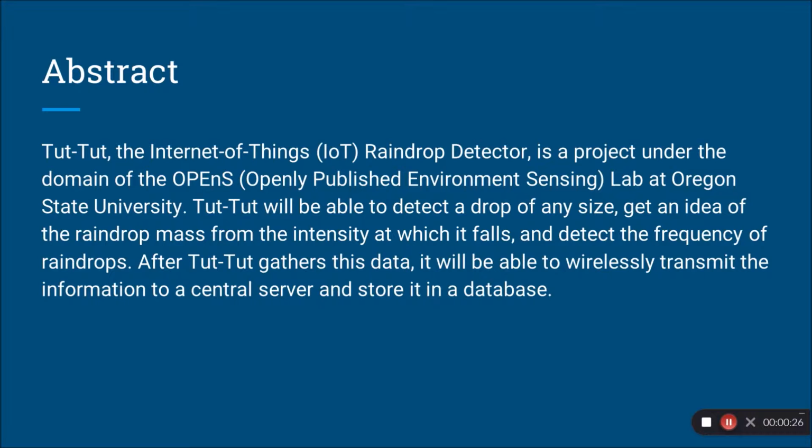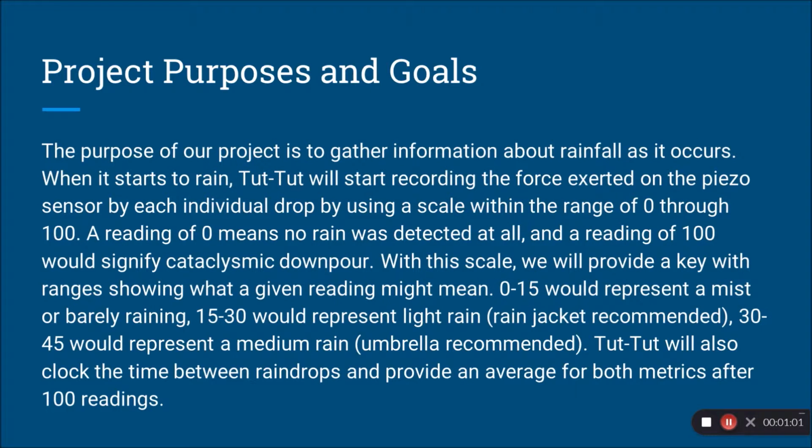Now, TutTut, the Internet of Things raindrop detector, is a project that's under the domain of the OPENS lab here at Oregon State. OPENS meaning, of course, openly published environment sensing. Now, what TutTut can do is that it can detect a raindrop of any size, and then it can get an idea of that raindrop mass from the intensity at which it's falling, and then using those metrics, it can even detect the frequency of the raindrops to a timer we have set up. Now, after TutTut gathers all this information, it'll be able to wirelessly transmit all that to a central server and then store it inside of a database.